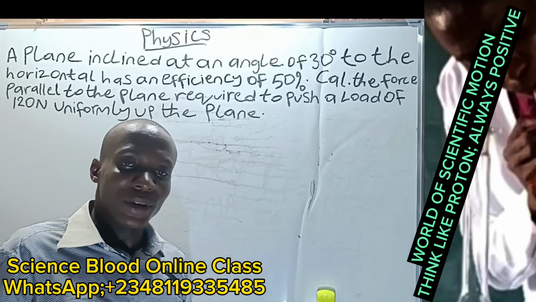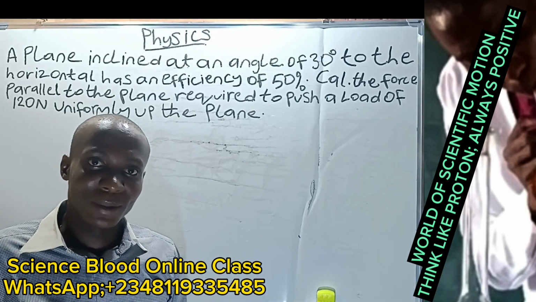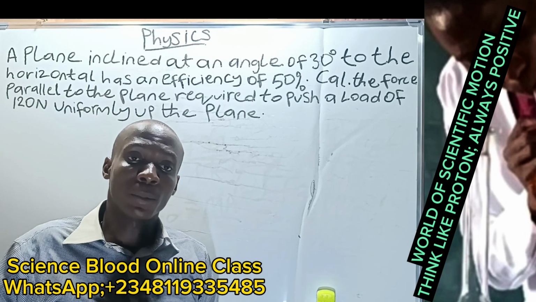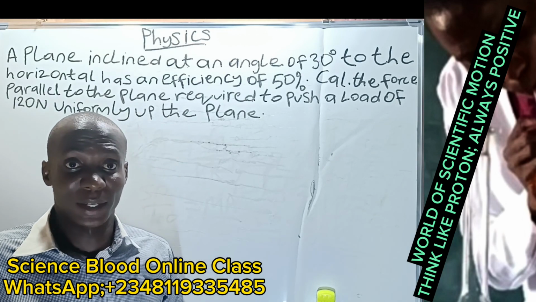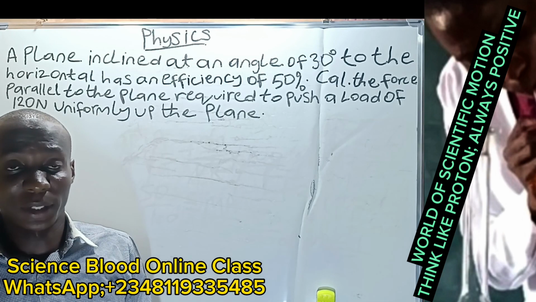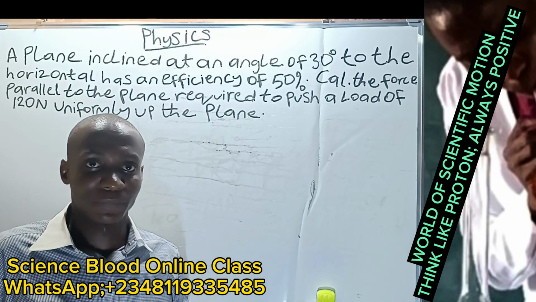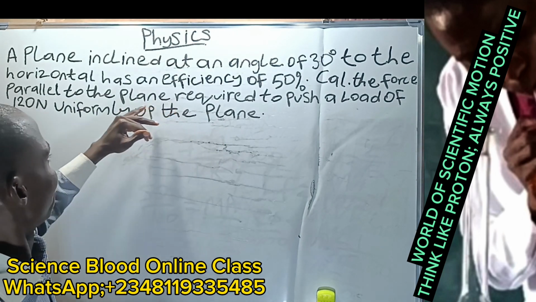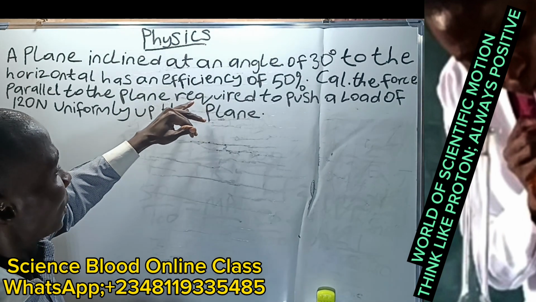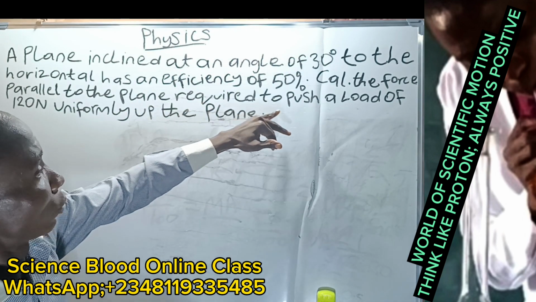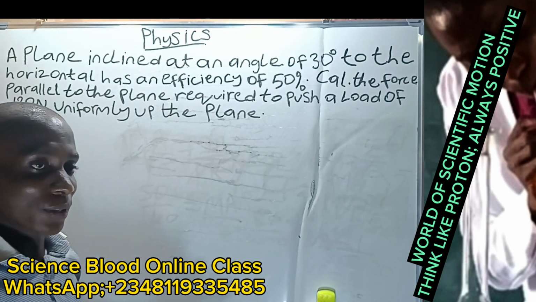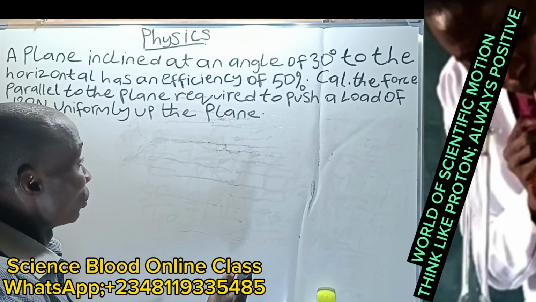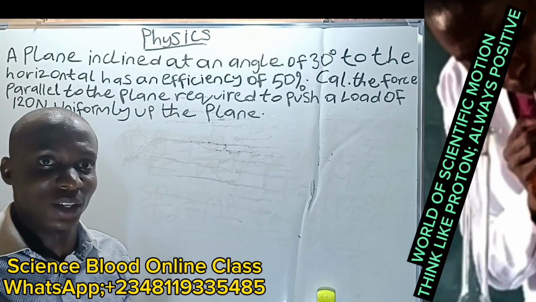Now, in any question, whenever a question is being asked, try to identify where the topic is coming from. Which topic? From this question on the board, this question is from machines. It requires that we calculate the force required to push, which means the question is asking us to calculate the effort required to push a load of 120 Newton.